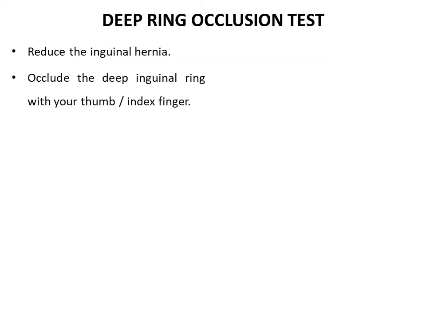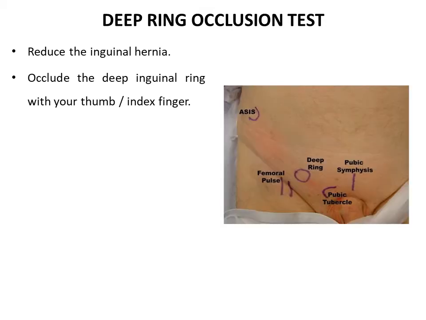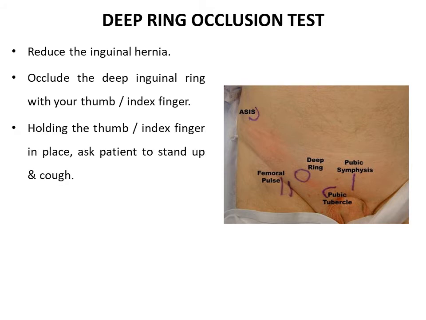A deep ring occlusion test is done to differentiate between the direct and indirect inguinal hernias. The patient is asked to lie down, and the inguinal hernia is reduced. With the help of the thumb or index finger, the deep inguinal ring is occluded. The surface marking of the deep ring becomes important here. Then the patient is asked to stand up while still holding the thumb or the index finger in place, occluding the deep inguinal ring. The patient is then asked to cough.